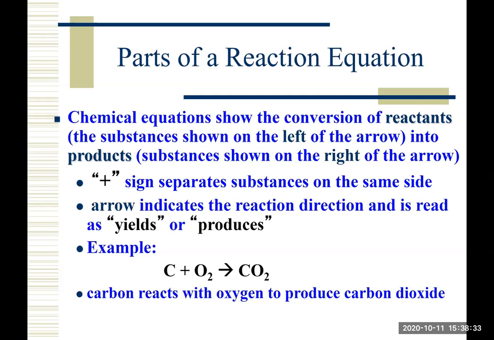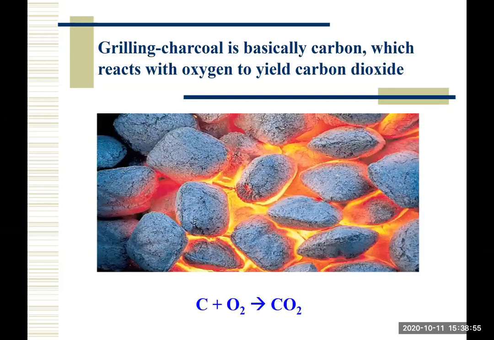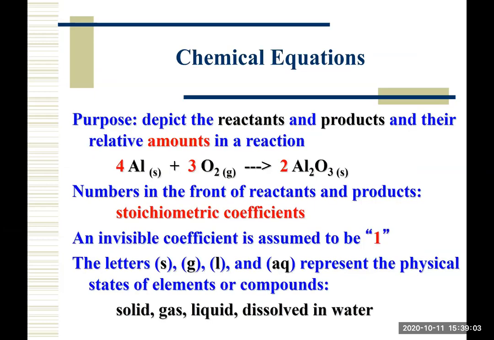So for example, carbon reacts with oxygen to produce carbon dioxide, and this reaction is showing a forward arrow, meaning that we're always looking at CO2 as being the product and carbon and oxygen as being the reactants. Grilling charcoal is basically carbon, which reacts with oxygen to yield carbon dioxide. The purpose of chemical equations is to depict the reactants and the products, and also their relative amounts in a reaction.